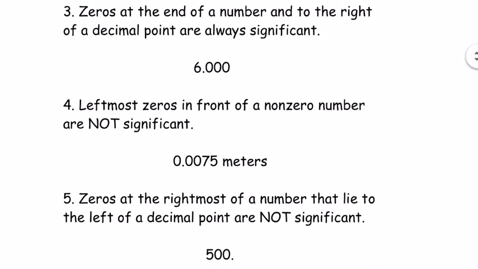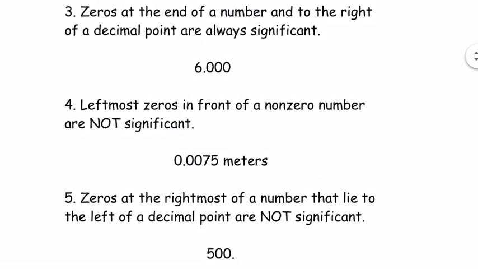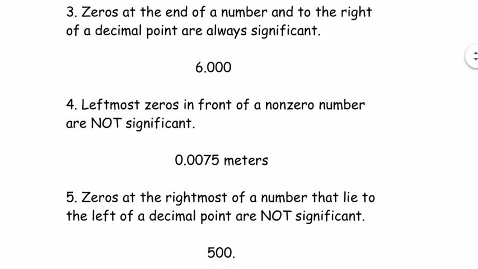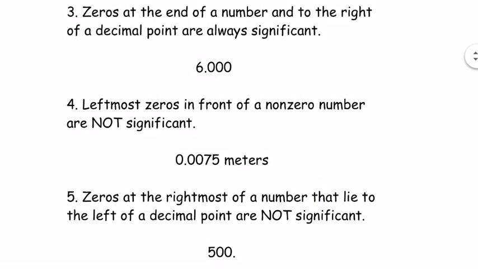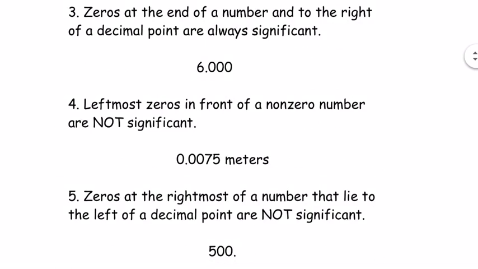The fifth and final rule is that zeros at the rightmost of a number that lie to the left of a decimal point are not significant, and this is because these zeros are simply placeholders. For example, I gave the number 500, and we can assume that there is a decimal point at the end of 500. As you can see, there are 2 zeros to the left of the decimal point. So those 2 zeros are not significant because we can write 500 in scientific notation as 5 times 10 to the second power.